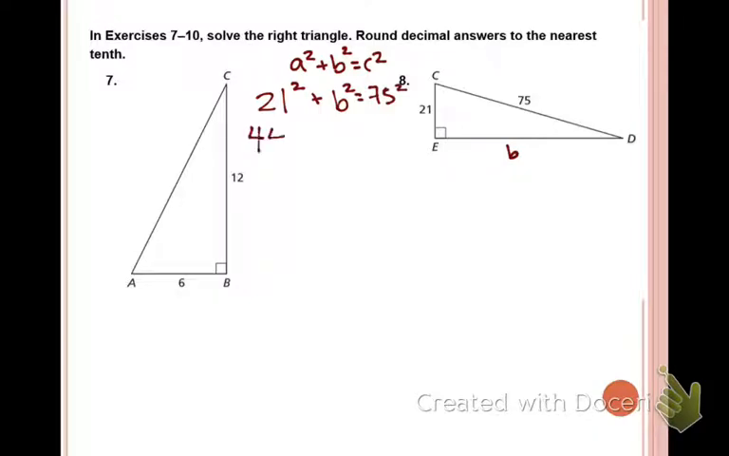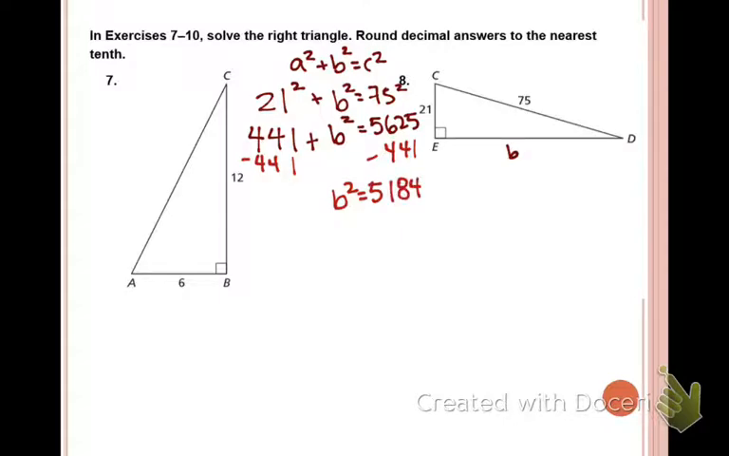Now, 21 squared is? 75 squared is? 441. B squared equals, sorry, 5,000. 184. Square root is 72. So what is the name of that side? Is it ED? It is 72. Then we're going to find the measure of angle C and the measure of angle D.